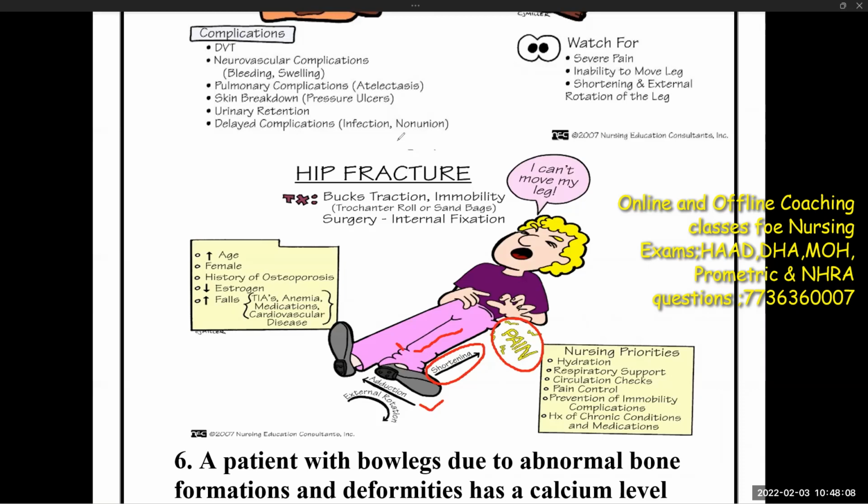A patient with hip fracture will have shortening of affected extremities and adduction. Okay, so since the patient has adduction, you have to correct the position by abducting. Understood? So adduction, external rotation, these are the signs that indicate hip fracture.